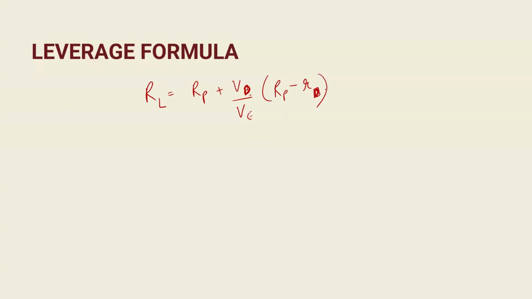VD is basically the value of the debt or value of the borrowing. V is the value of equity or your own amount of money. RP is the return on your portfolio, and RD is the cost of borrowing, basically. The rate of borrowing, the cost of debt, whatever you want to call it. Okay. So before we continue, we can just take a very simple example.